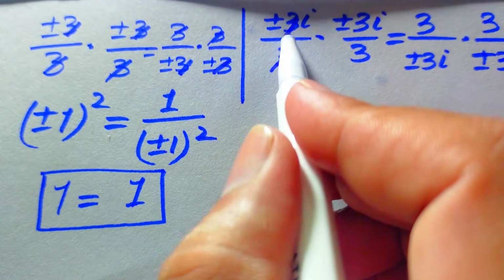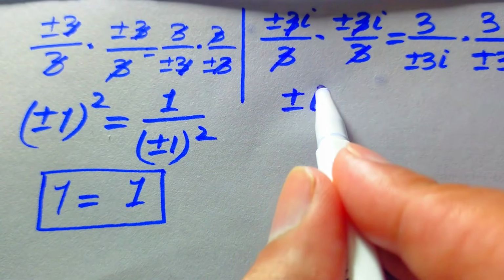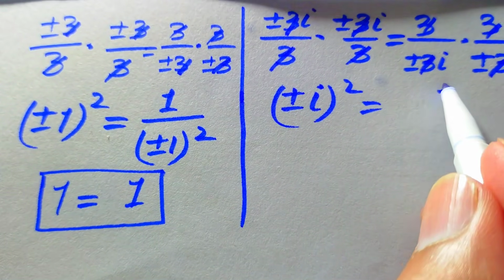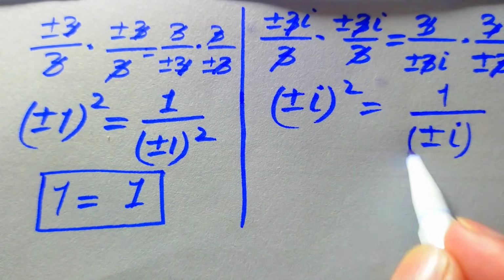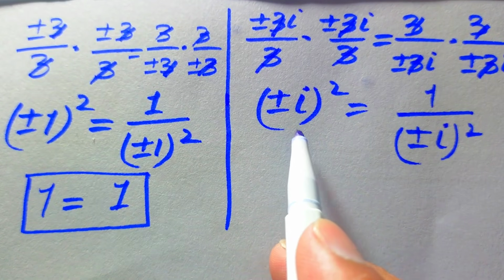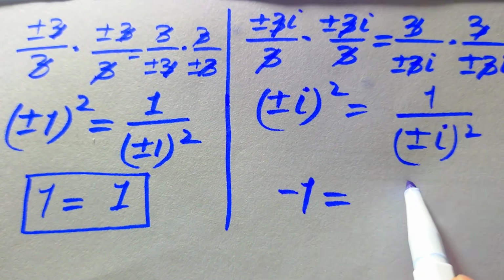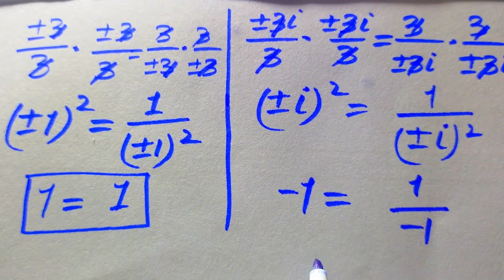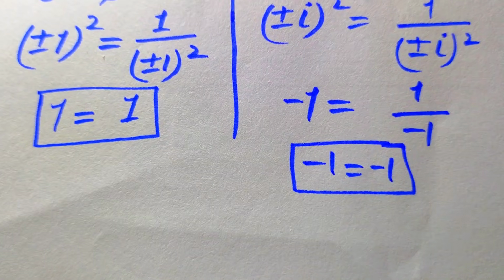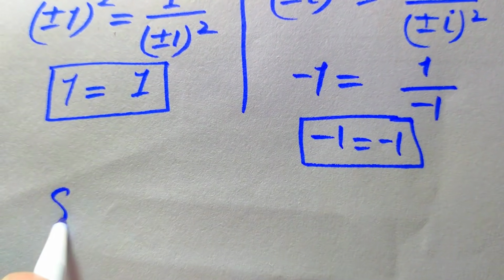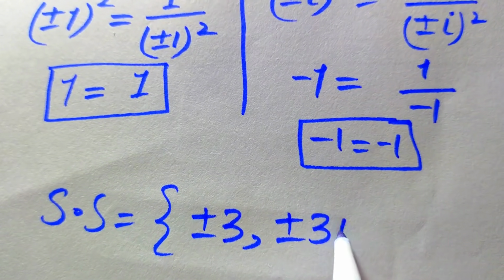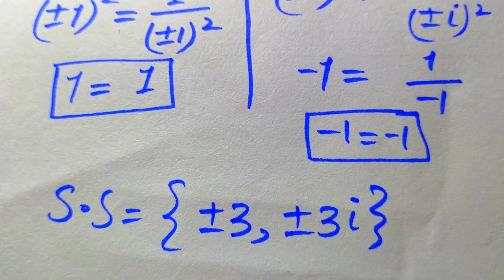Now for the other values, these 3s are gone, and we get (plus or minus iota) squared. On the right hand side, we get 1 divided by (plus or minus iota) squared. We know that plus or minus squared becomes positive and iota squared equals negative 1, so the right hand side value is also negative 1, and we clearly get minus 1 equals minus 1. So both values satisfy our given question statement. Finally, the solution set of the given question is plus or minus 3 and plus or minus 3 iota. This is the final answer, and thank you so much for watching this video.